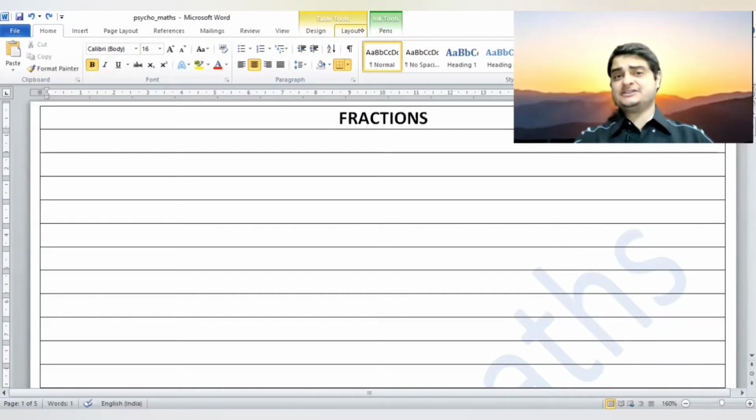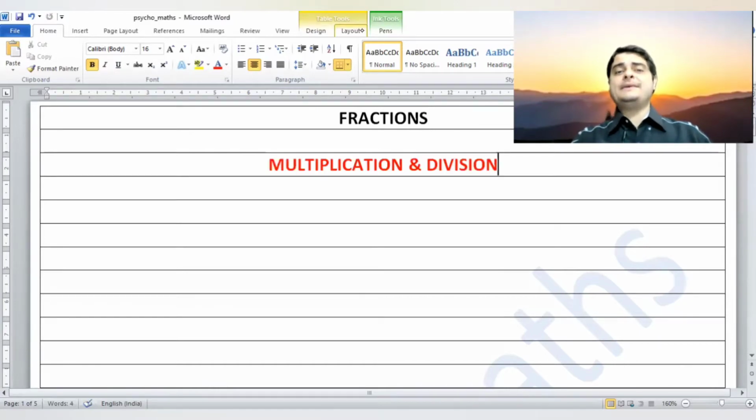Yes, fractions. As in our earlier videos, we have covered proper fractions, improper fractions, and mixed fractions. We have covered comparison, ascending and descending, and also addition and subtraction. So the session for the day will be multiplication and division of fractions.